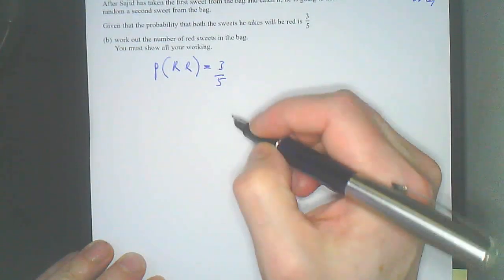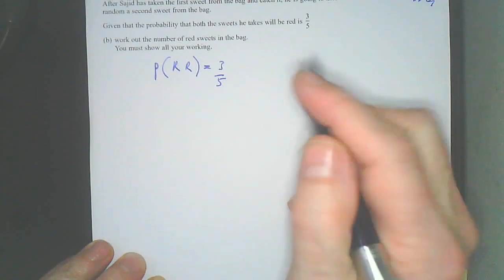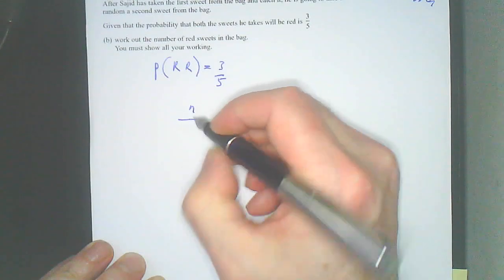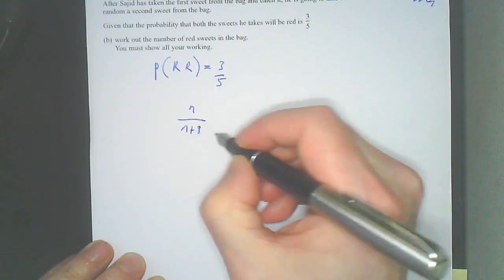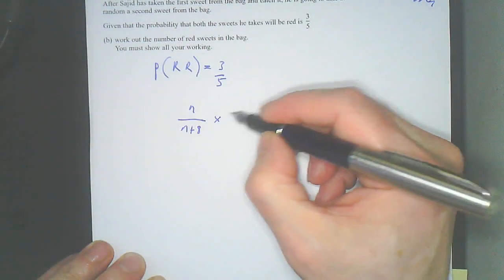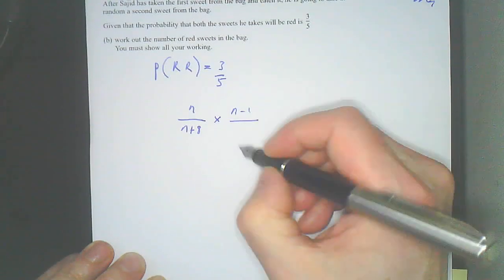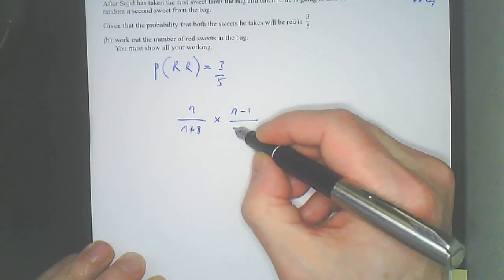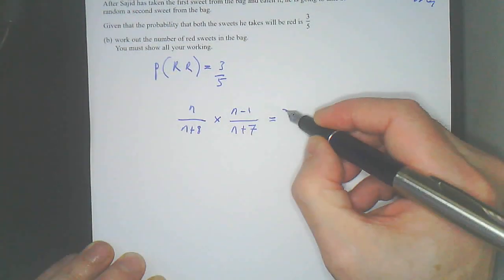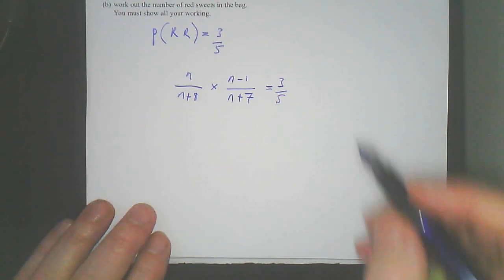So the first choice chooses a sweet at random. The chance of it being red must be n out of n plus 8. And then, having taken a red sweet out, there must be n minus 1 left. And instead of n plus 8 in total, there is 1 less, so it's going to be n plus 7. And all that equals 3 over 5. So let's try and simplify this and work out what n is.